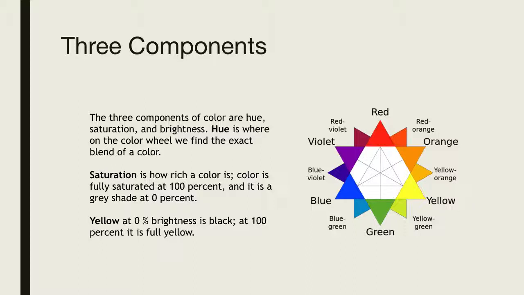Brightness is the last of these. Yellow at 0% brightness is black, and at 100% it is full yellow. That's one example, but brightness is also something that can be adjusted for colors. So when we're talking about what are the three components of color, they are hue, saturation, and brightness. I should have highlighted brightness a little more, but I think you'll get that.